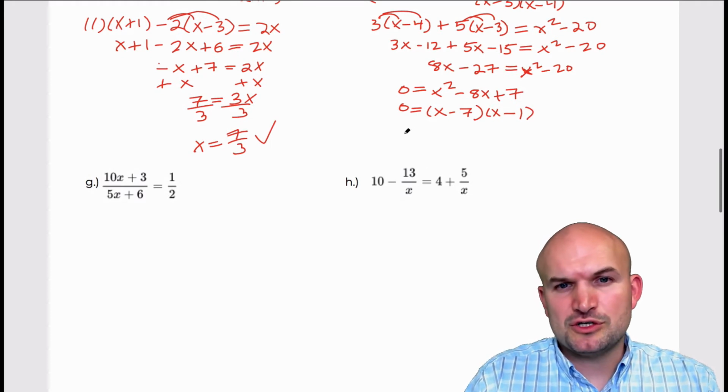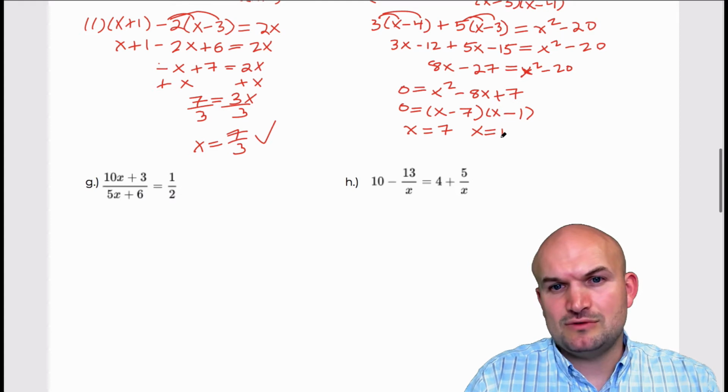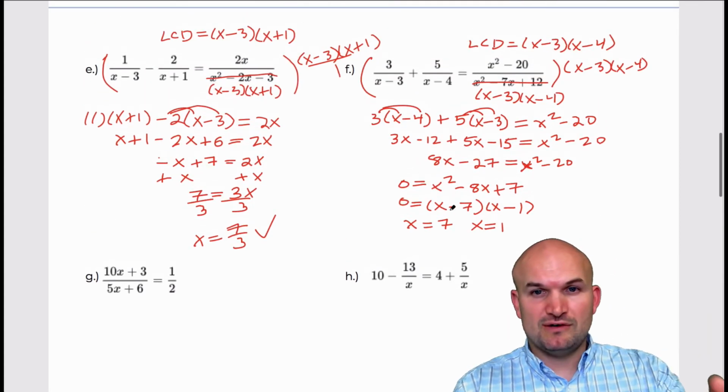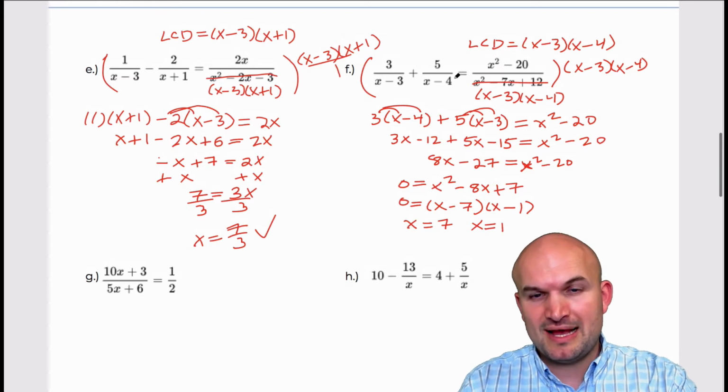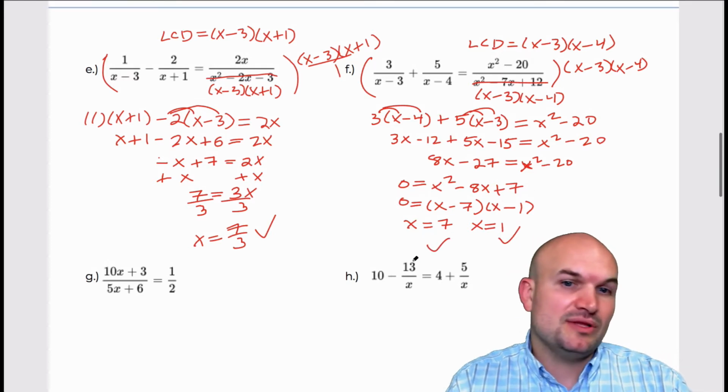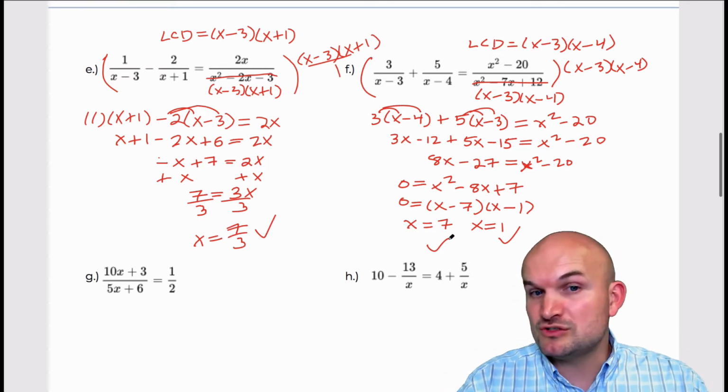Okay, and then use the zero product property, set them both equal to 0. I get x equals 7 and x equals 1. Now, again, we want to check our solutions. And you can see, though, if I plug a 7 or a 1 into any of my denominators, you can see that they both work. So even though I had a possibility of another extraneous solution, I did not have one.